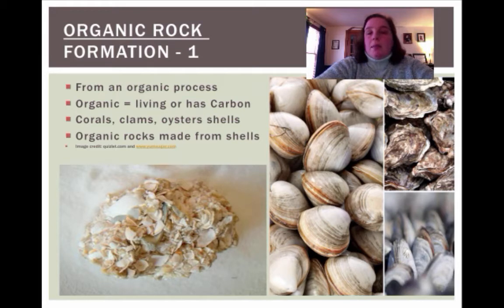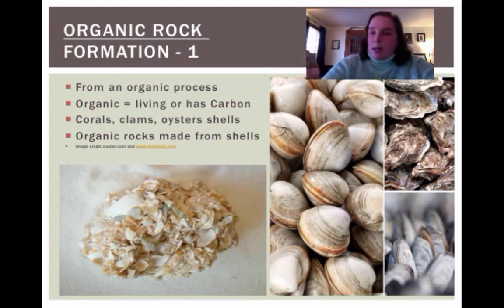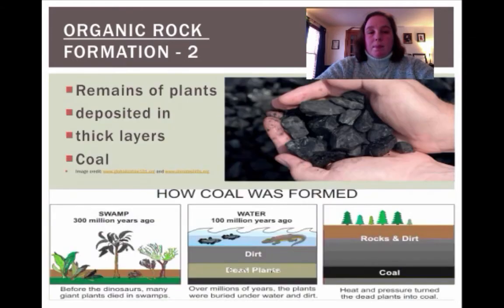So let's think of things that would make rocks that were once living. Well, corals, clams, and oyster shells, right? Those shells have to go somewhere after those animals die, and organic rocks are actually made from these shells. I don't know if you can see it in this rock, but there are actual shells and fossils contained within this rock. So this would be considered an organic rock. And I've got an example for you here at the bottom that's a little bit better picture.